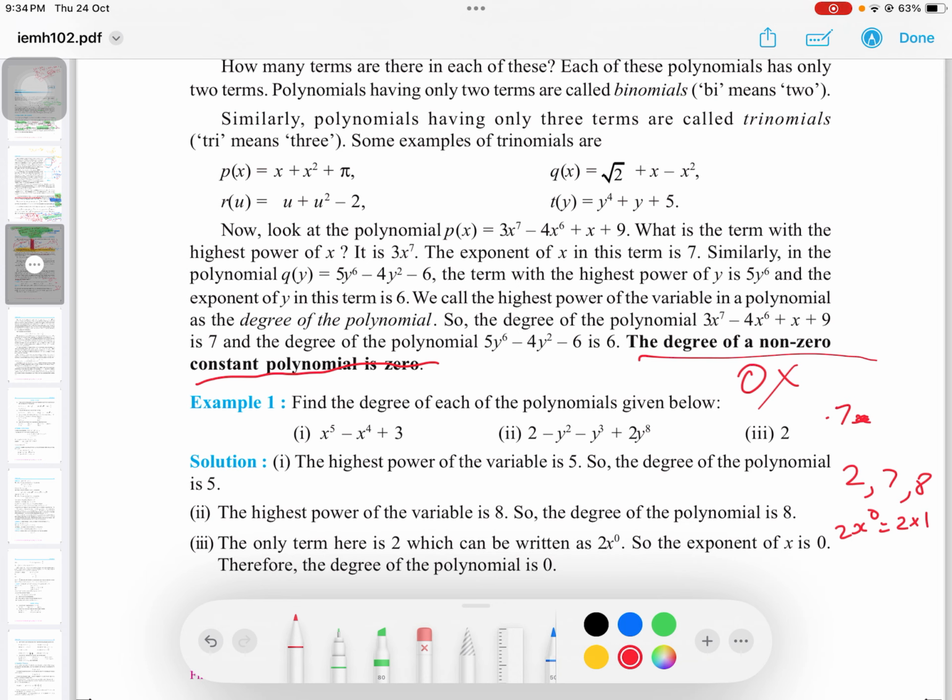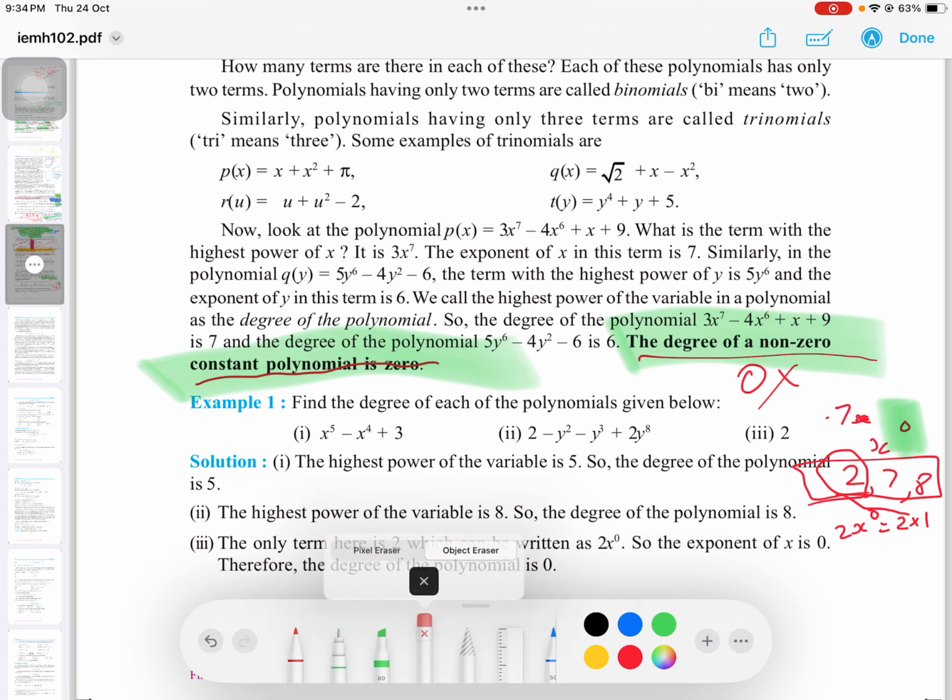x power 0 is 1, so 2 into 1 is going to give you this. So obviously, if you take any constant polynomial, its degree is obviously going to be 0. Okay, that is what they are saying here. It's so obvious.